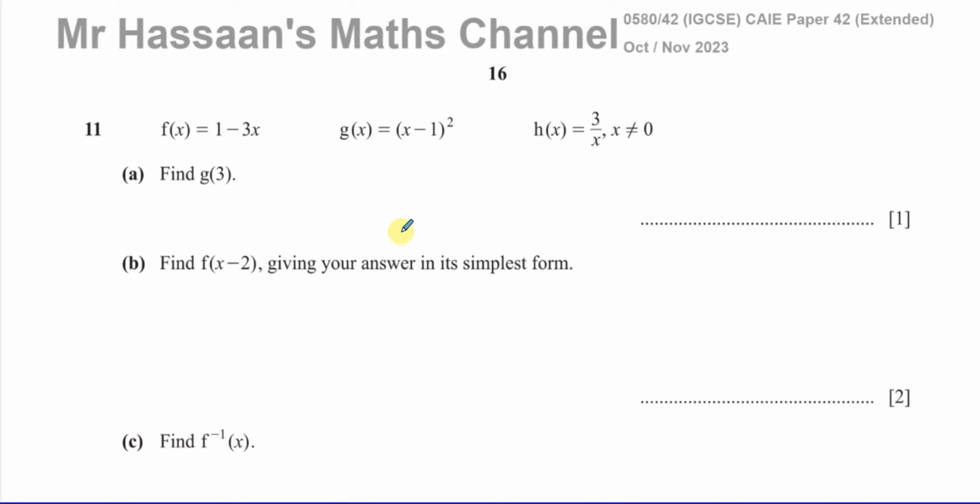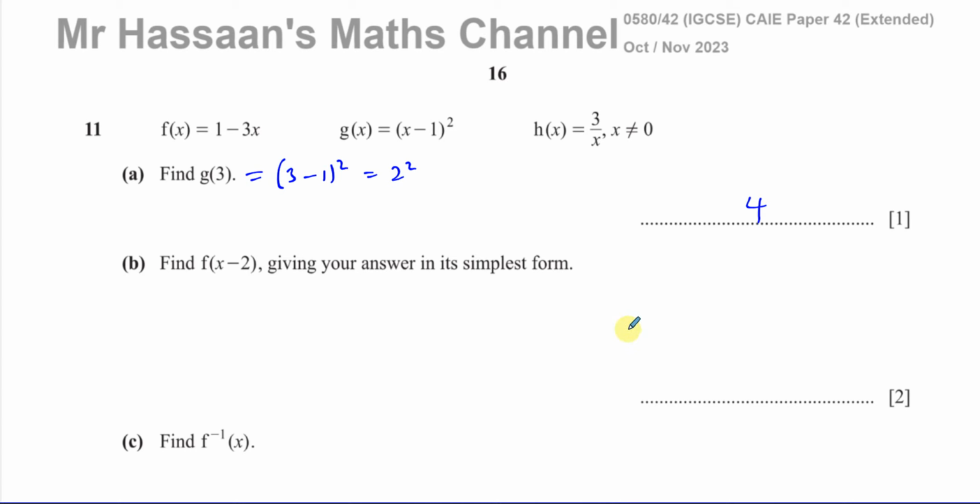So part A says find g(3). Whenever it says find g of something like this, it means whatever's inside the bracket takes the place of the x in the function. So g(3) means replace the x in the function with 3. So it's going to be 3 minus 1 squared, which is 2 squared, which is 4.